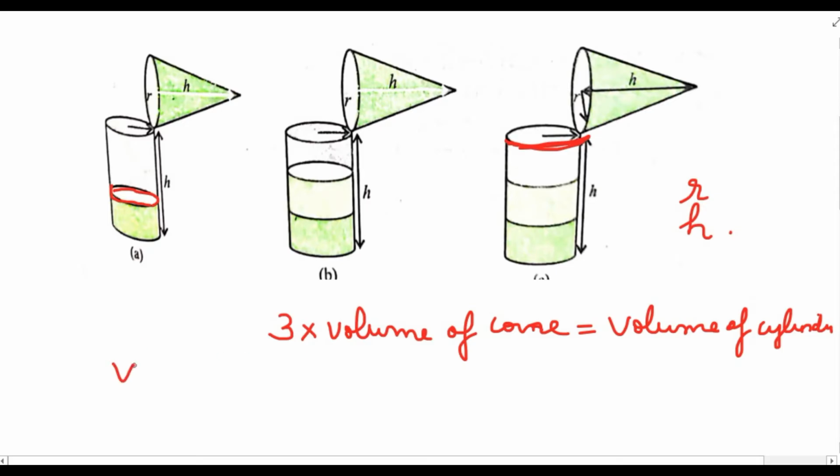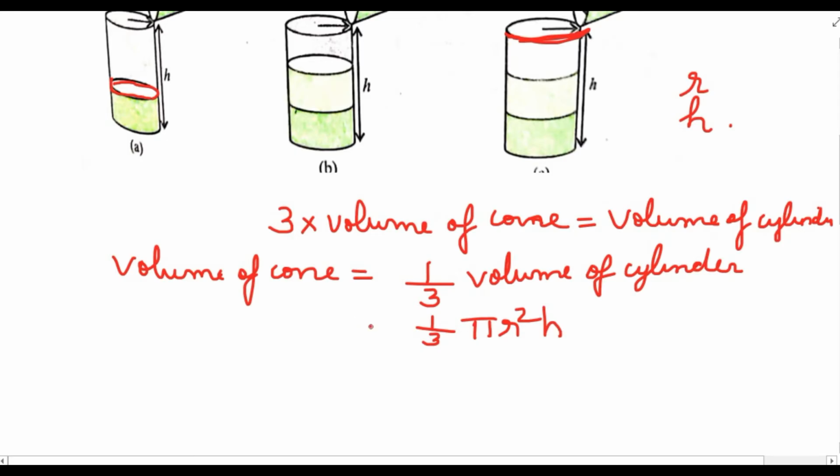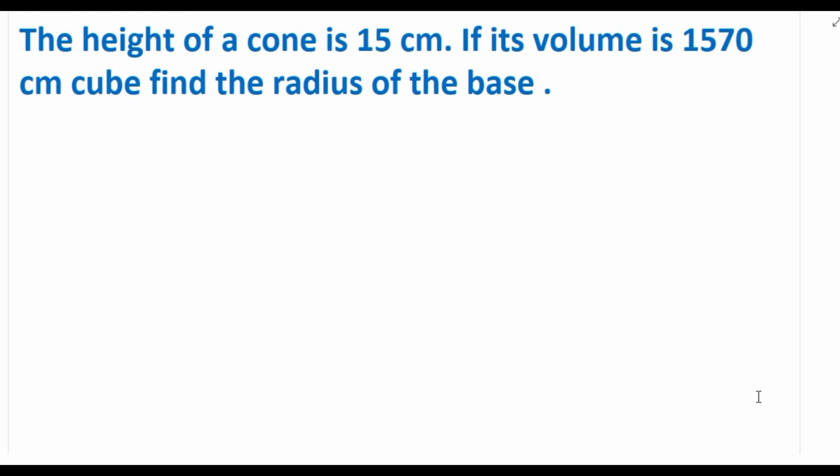That means we can say the volume of the cone, we need to find the formula for the volume of the cone, is nothing but 1/3 the volume of the cylinder. And in the last video we have seen the volume of a cylinder is equal to pi r square h. So the formula for the volume of a cone is 1/3 pi r square h, where r is the radius of the cone and h is the height of the cone. Let's do some examples.